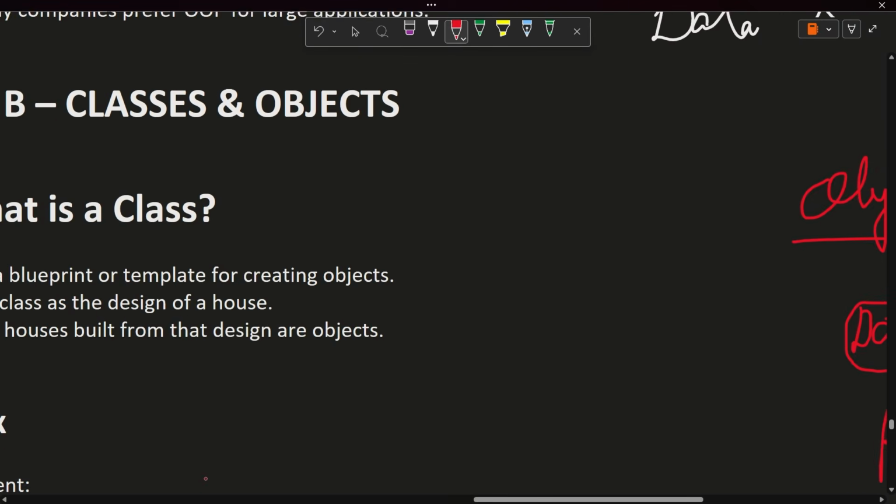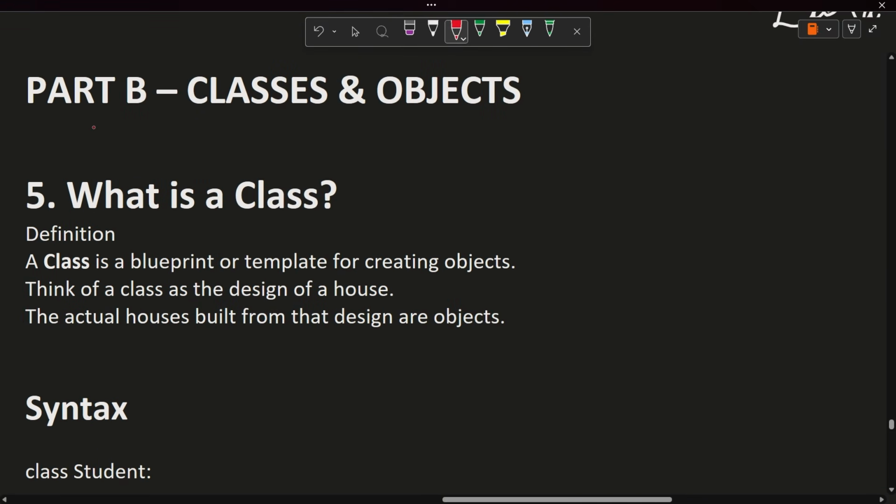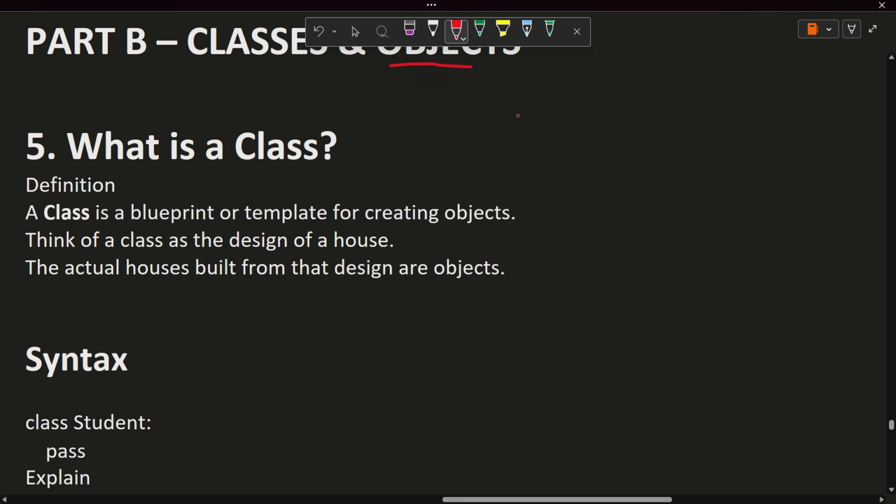So the next thing which we have is part B of this lecture, that is classes and objects. We know what objects are, but we will see another definition here now. Let us start with the class first. What is a class? A class is a blueprint or template for creating objects. It is a very basic definition which everyone knows, but what a class actually is, let us understand.